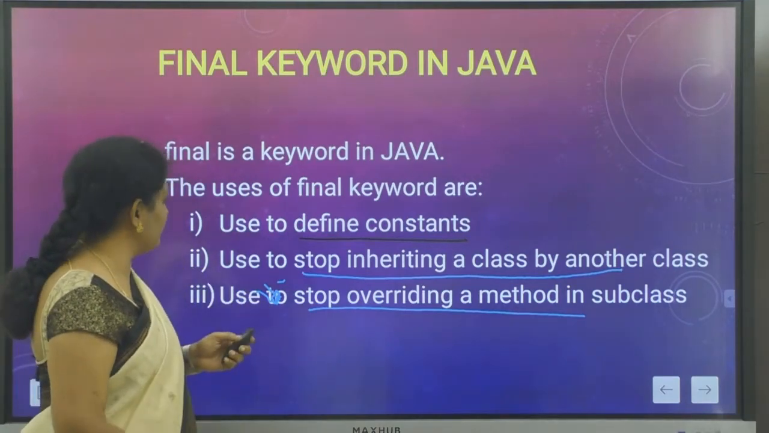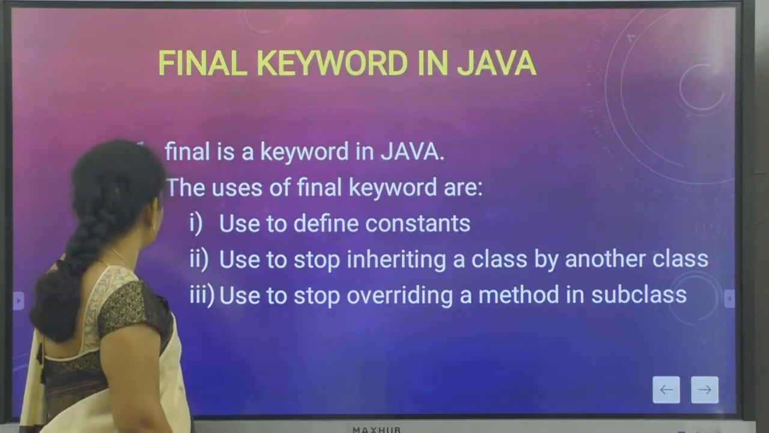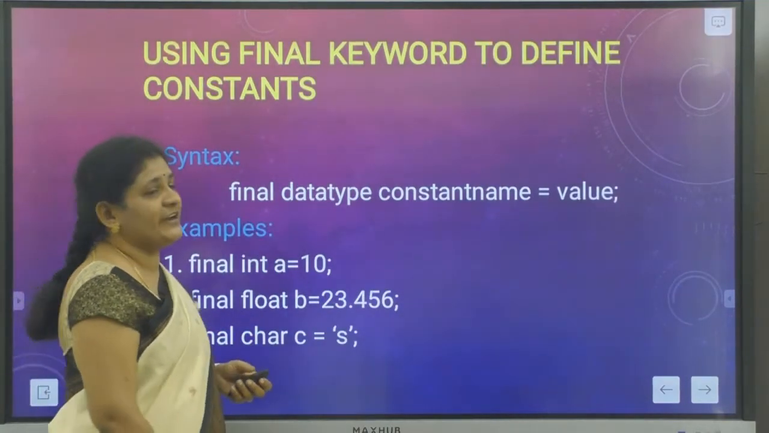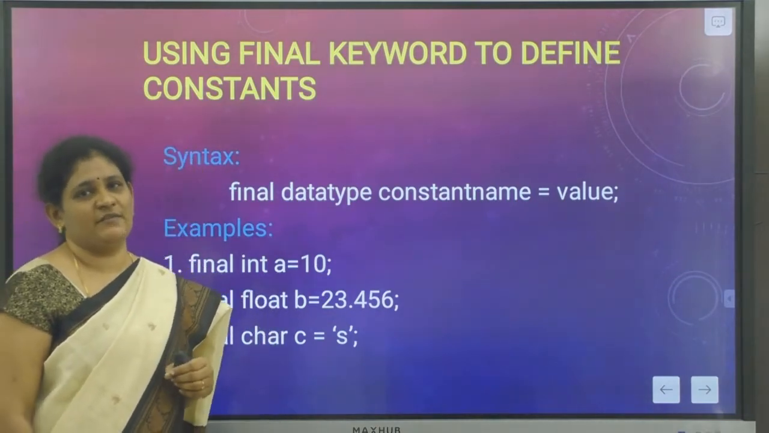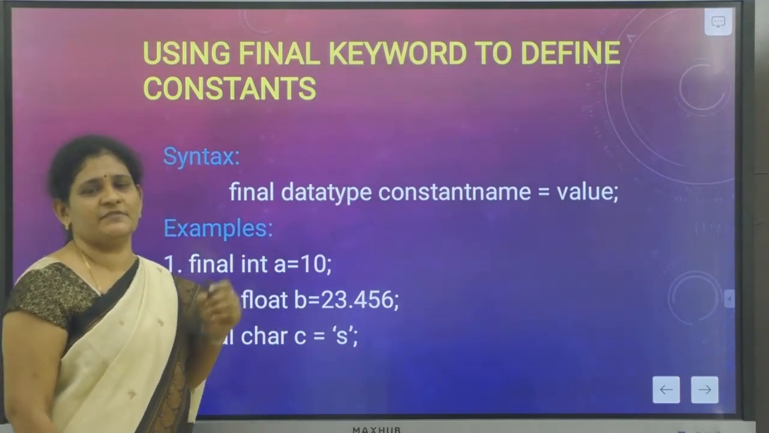What is the first usage? The first usage of the final keyword is to define constants in Java. How do we define constants in Java? By using the final keyword. The syntax I have given here.